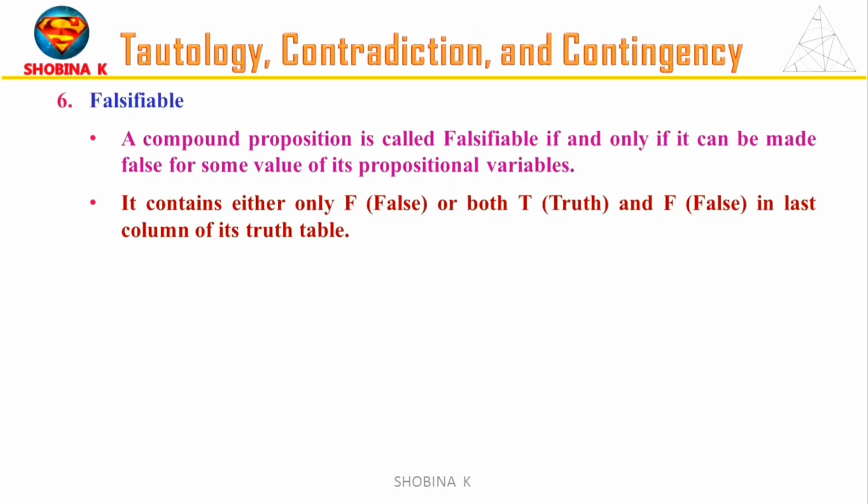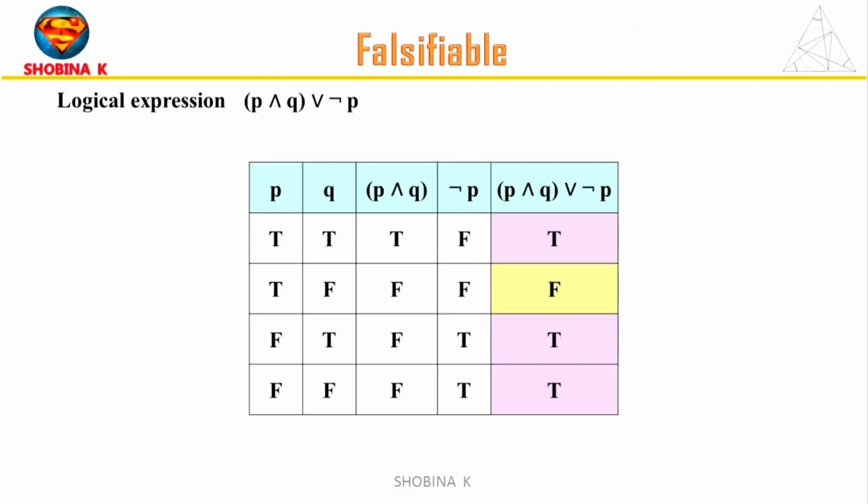Falsifiable is a statement or a proposition that can be proven false or shown to be incorrect through evidence, observation or testing. Look at the truth table. Here we have P and Q or not P. And this expression is falsifiable because there is a combination of truth values that makes the entire expression false, such as when P is true and Q is false. A compound proposition will be known as falsifiable if and only if some values of the propositional variables can make it take the false value. In the truth table of a falsifiable proposition, the last column can have either false or both true and false.